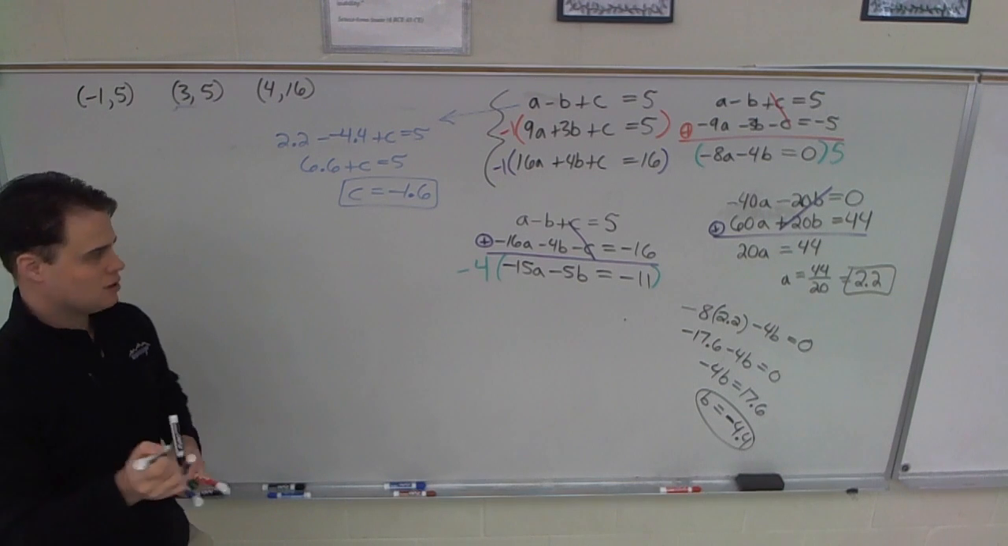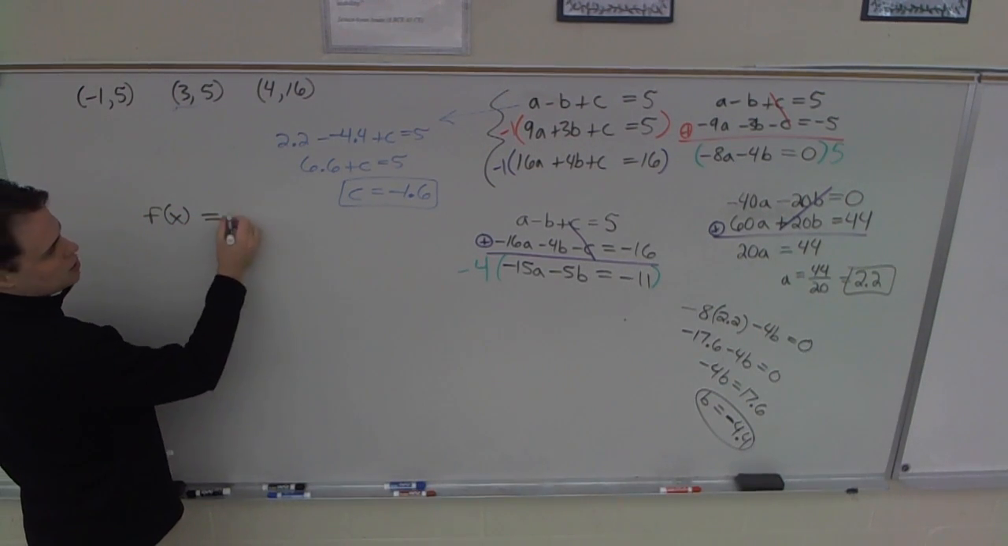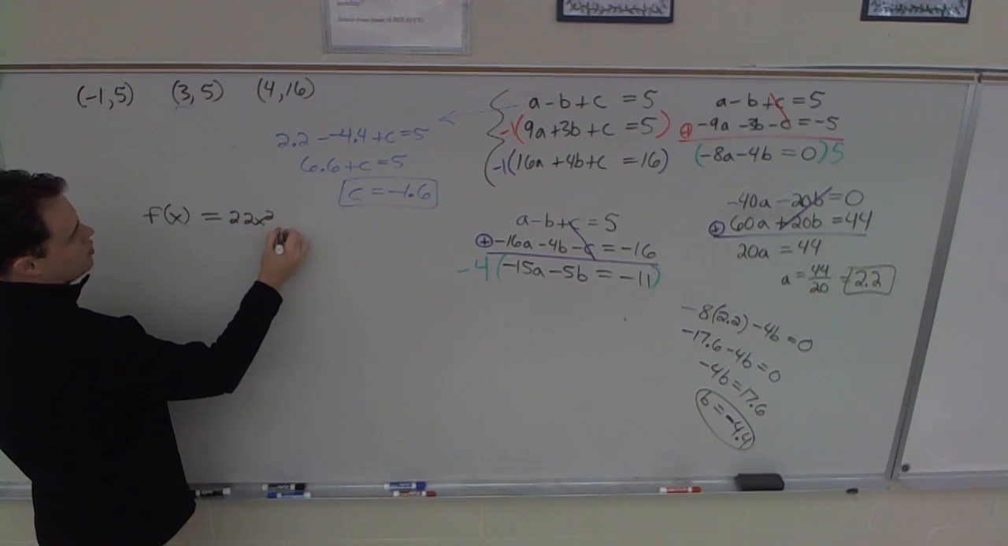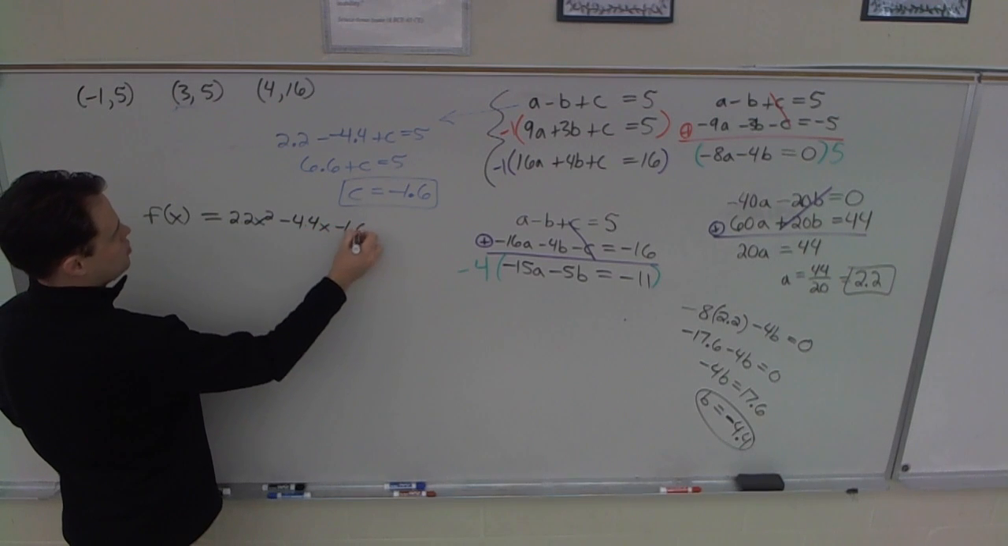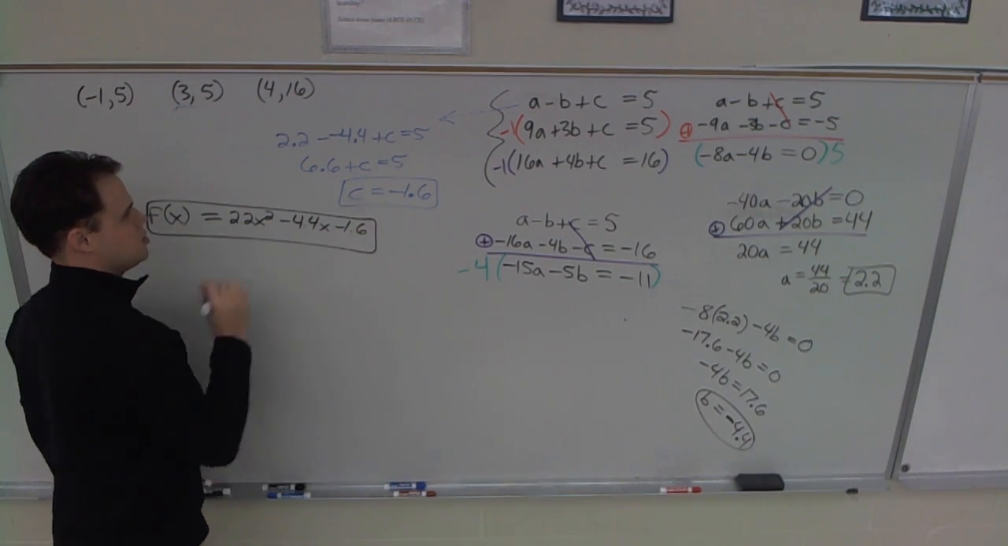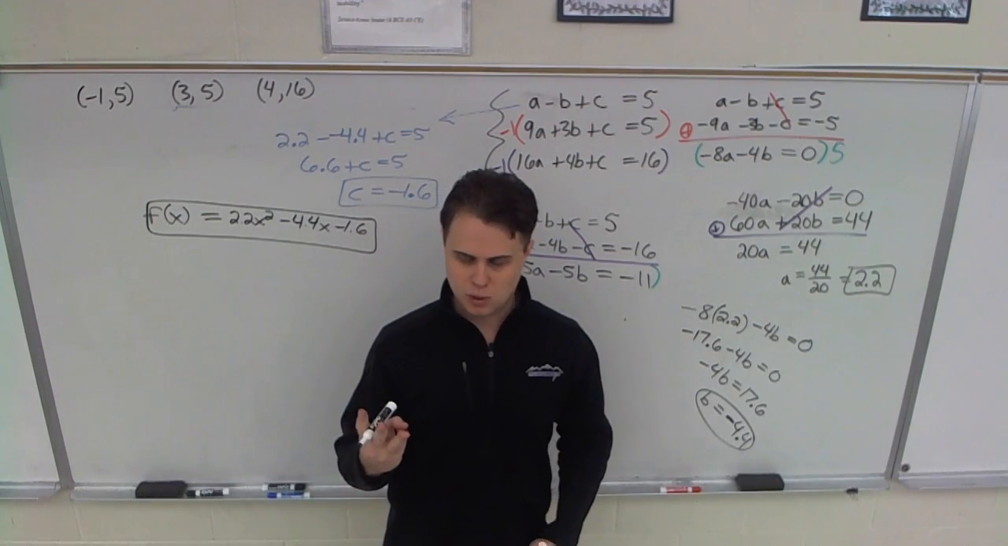I shouldn't have. Yeah. So that tells us, just like with the other way, that f of x is 2.2x squared minus 4.4x minus 1.6. And we just saw that that definitely goes through all 3 points. Okay, exciting.